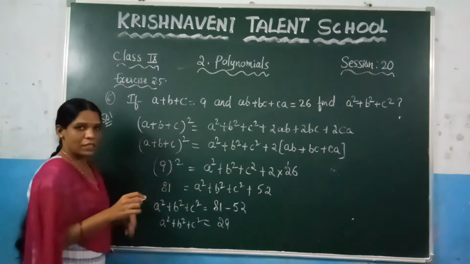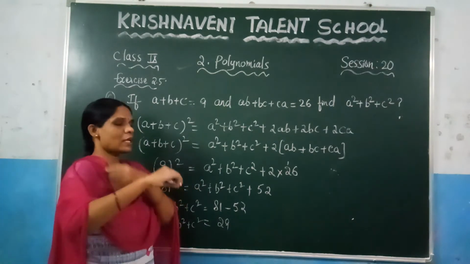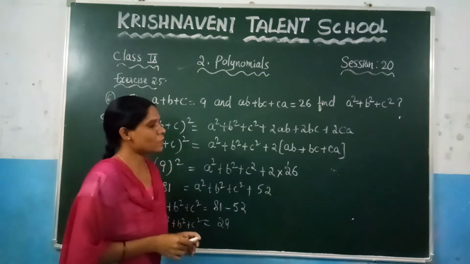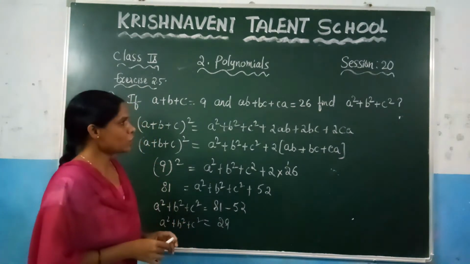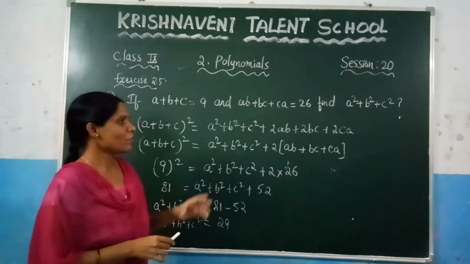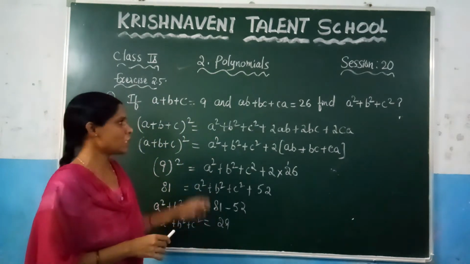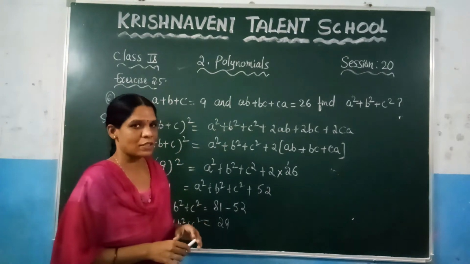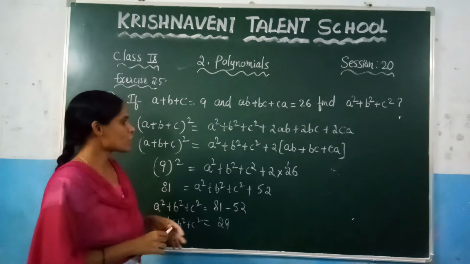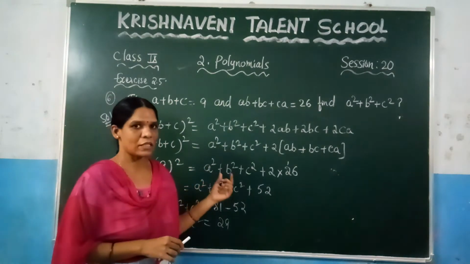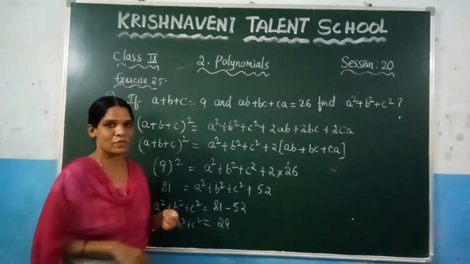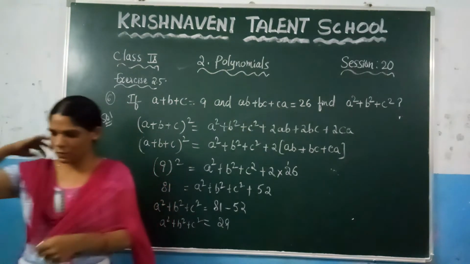So the value of a square plus b square plus c square is 29. Again, what is the problem they have given? They have given the values of a plus b plus c and ab plus bc plus ca. Now you need to find the value of a square plus b square plus c square. You have to think which identity you need to apply such that all these values exist. Clearly in this identity all these values lie here. So after applying this identity and after substitution, we have found the value of a square plus b square plus c square, which is 29. Now see the next problem.